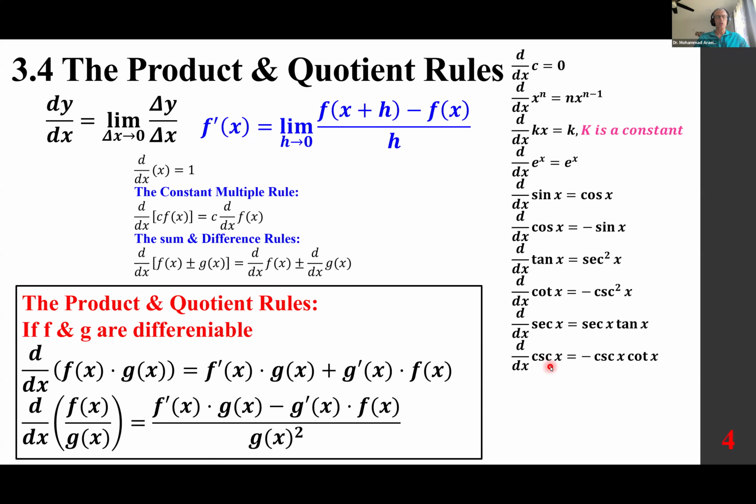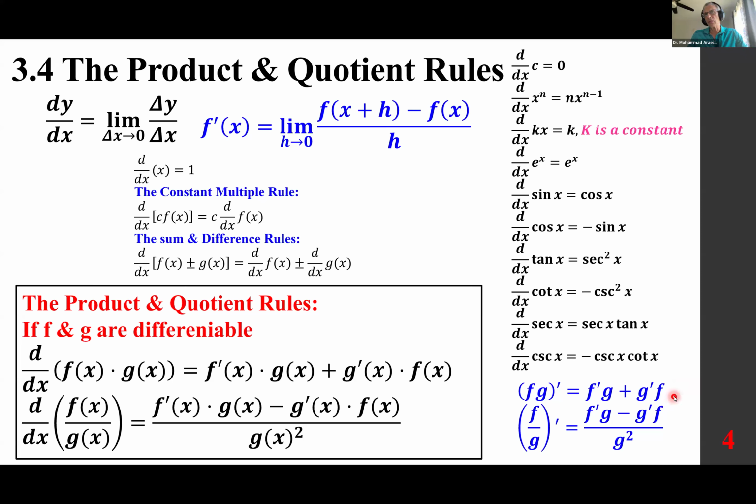The product and quotient rules: if f and g are differentiable, the derivative of f of x times g of x is f prime of x g of x plus g prime of x f of x. And the derivative of f of x over g of x is f prime of x g of x minus g prime of x f of x over g of x squared. And I like to go with the shorthand notation. It speeds up the process of remembering it and applying it. Now, one thing again quickly I want to mention, the order by which I write it.